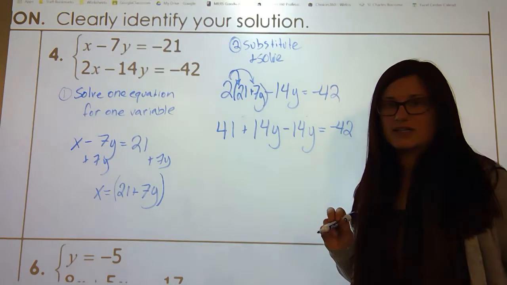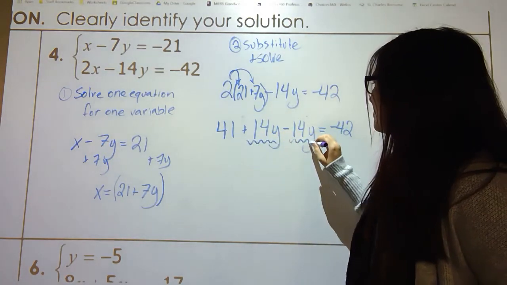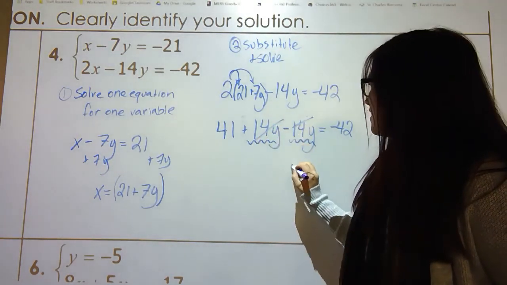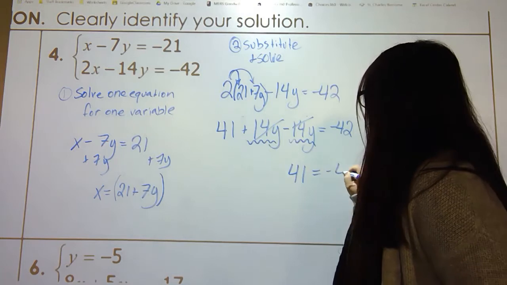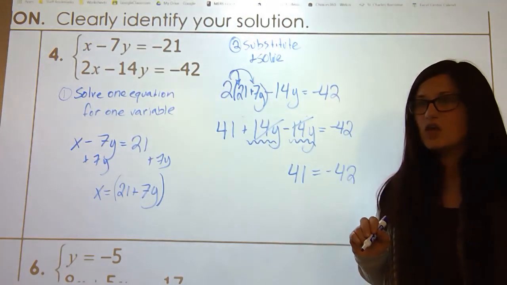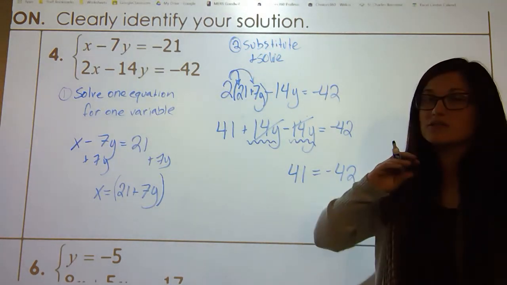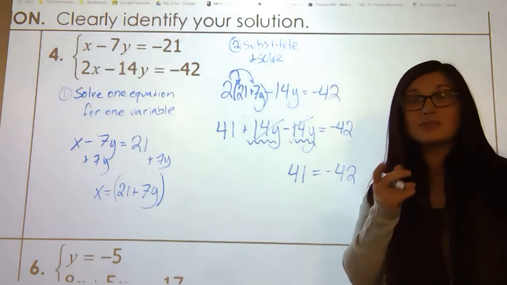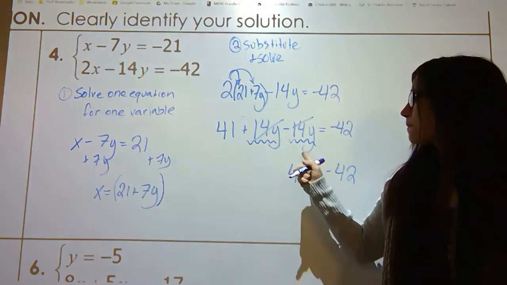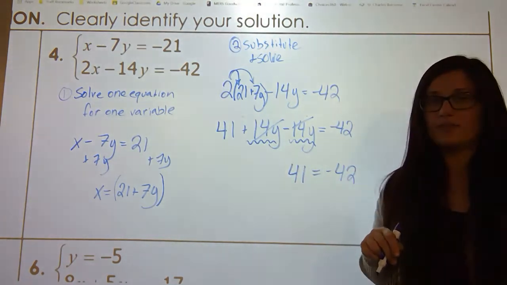Uh-oh, what's about to happen, guys? Check this out. Positive 14y minus 14y, those go away. What am I left with? 42 equals negative 42? Is that a true statement? No. What happened here, guys? We started to solve. When we were substituting, both of my variables ended up going away, and I was left with nonsense. What does that tell you about my system?